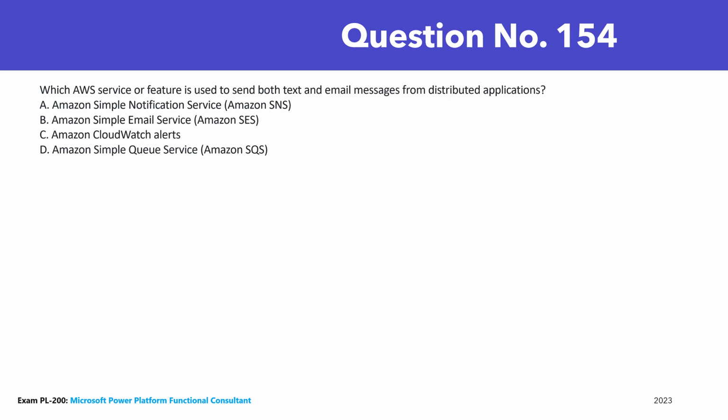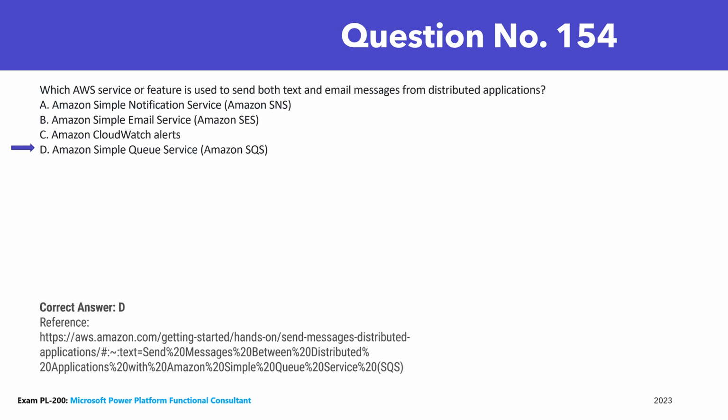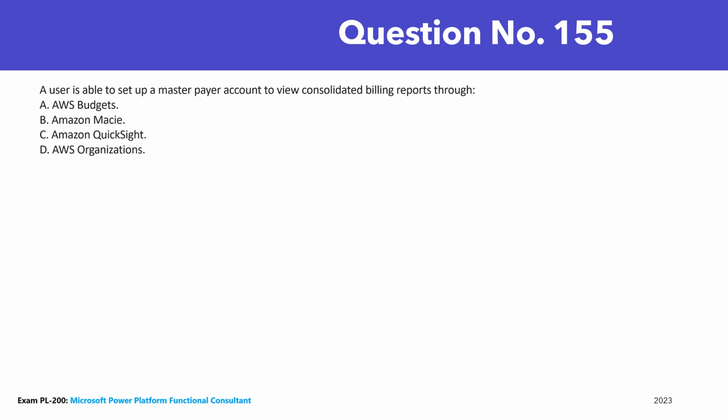Which AWS service or feature is used to send both text and email messages from distributed applications? A. Amazon Simple Notification Service, Amazon SNS. B. Amazon Simple Email Service, Amazon SES. C. Amazon CloudWatch Alerts. D. Amazon Simple Queue Service, Amazon SQS. Correct answer, D.